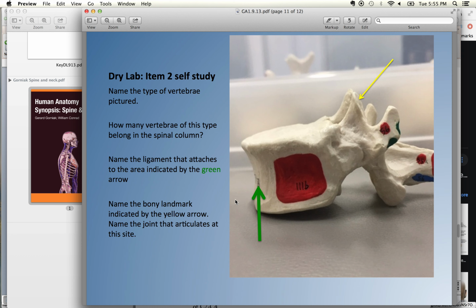Name the bony landmark indicated by the yellow arrow. That's going to be your left superior articular facet of a lumbar vertebrae. Remember, because this direction is anterior, that's how we're going to reference laterality. And that's where your left superior articular facet is located.